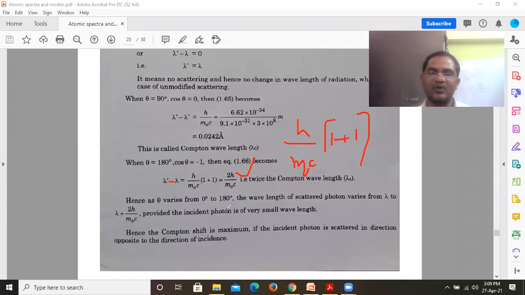When theta equals 0, there is no change in wavelength, so lambda dash equals lambda. When theta equals 180 degrees, delta lambda equals 2h by m naught c. That is why lambda dash equals lambda plus 2h by m naught c. Hence, the scattered photon wavelength changes from lambda to lambda plus 2h by m naught c.